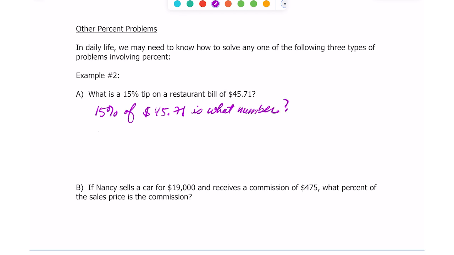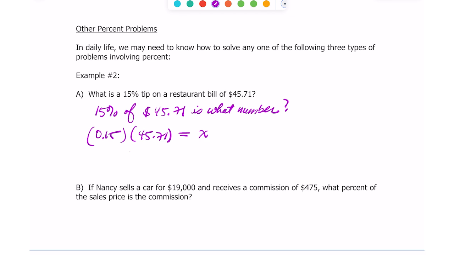And I know that 15% is 0.15. Of means multiply, so I'm going to multiply by 45.71. And then is means equals. What number is x or n? It's some variable, it's our unknown.